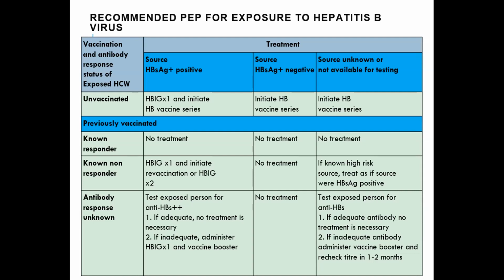But if the source is unknown or not available, we do it the same as positive, whereby we need to test for the anti-HBs. If it's adequate, no treatment is needed. But if it's inadequate, we need to administer a vaccine booster and check the titer in 1 to 2 months.